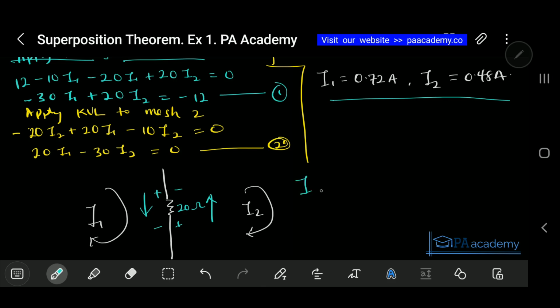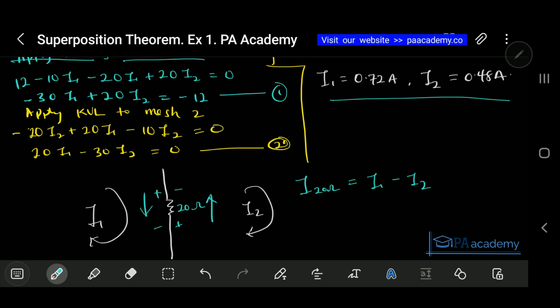So that means the value of the current flowing through the 20 ohm resistor, when we are considering the 12 volt source, is equal to I1 minus I2. This looks similar to the first one, I1 minus I2, but it's not the case in all cases. Sometimes it might be I2 minus I1. That is when they are flowing in opposite directions. But if, based on the polarity you choose, they flow in the same direction, then you are going to be adding them up. Are we good?